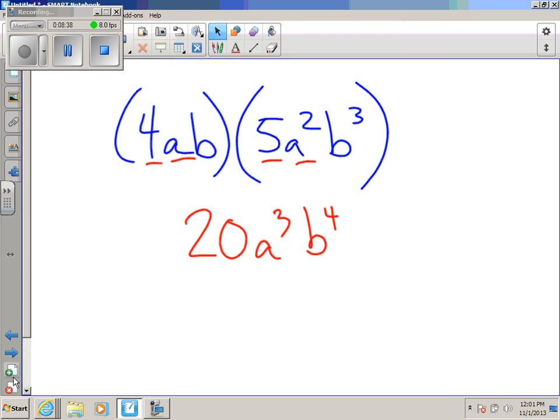Okay, here, watch. So again, this just still means multiplication. So a 4 times a 5 is 20. A is like a to the what? And a to the 2nd is a to the 3rd. And then b, which is like b to the 1st, and b to the 3rd.